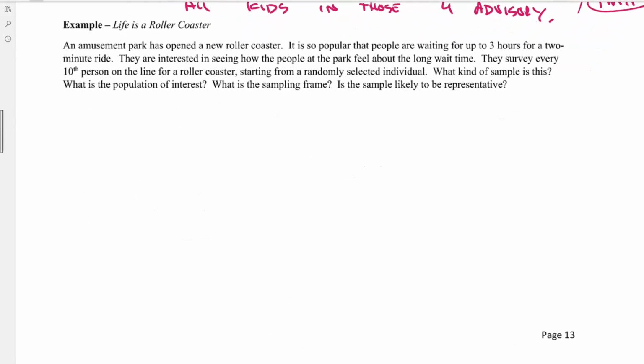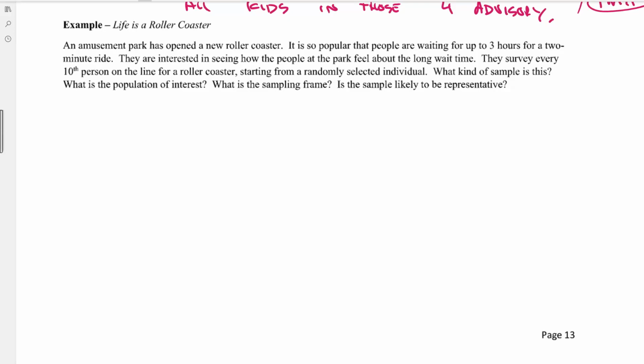Life is a roller coaster. An amusement park has opened a new roller coaster. It is so popular that people are waiting in line for up to 3 hours for a 2-minute ride. The park is interested in seeing how people at the park feel about the long wait time. They survey every 10th person in the line for the roller coaster, starting from a randomly selected individual. What kind of sampling technique is this?